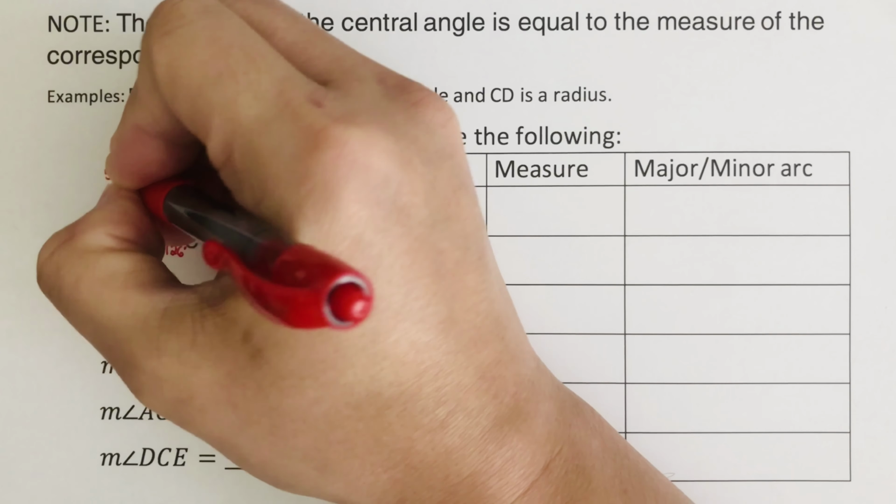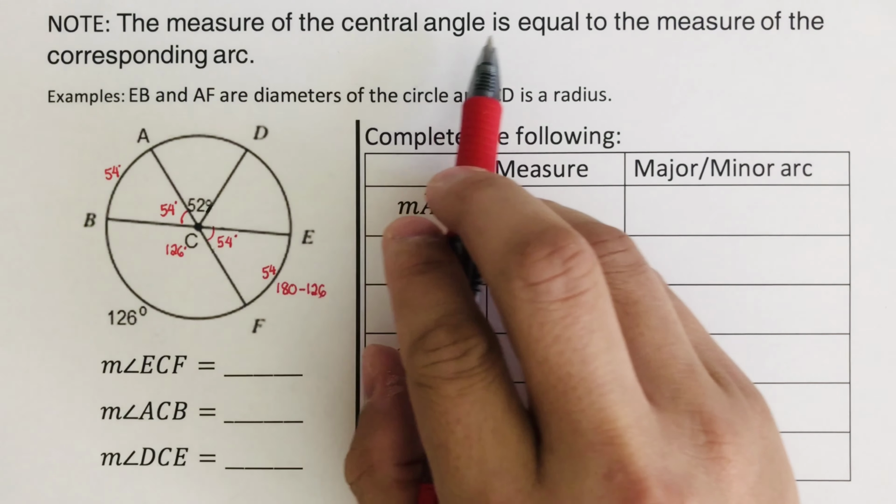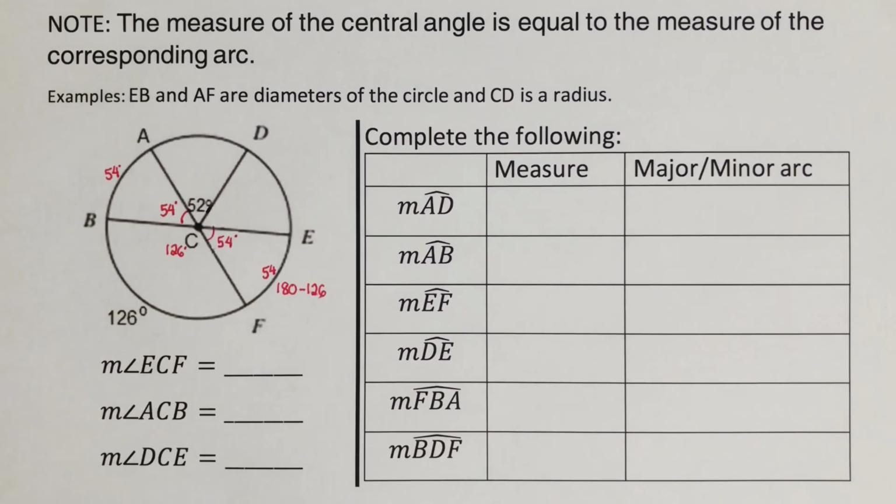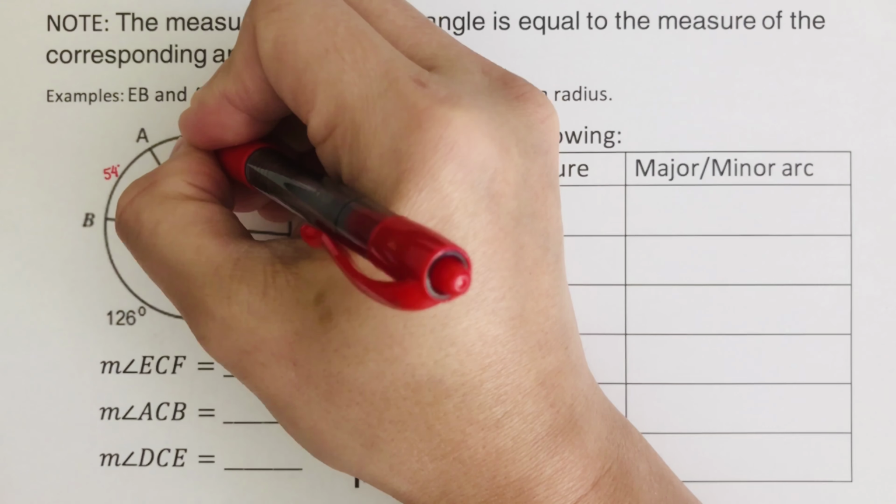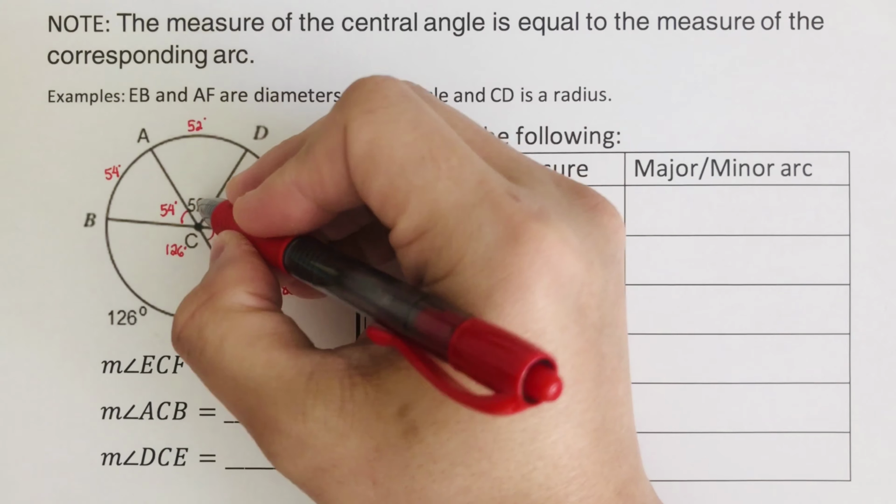Because again, the degree measure of the central angle is equal to the degree measure of the corresponding arc, or its intercepted arc. So this side right here is 52 degrees. Because again, they match up.